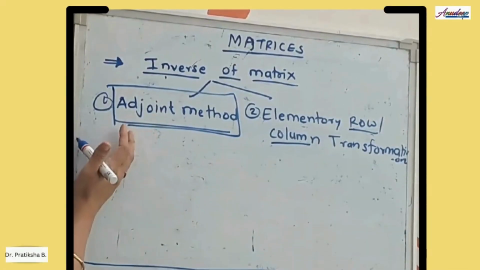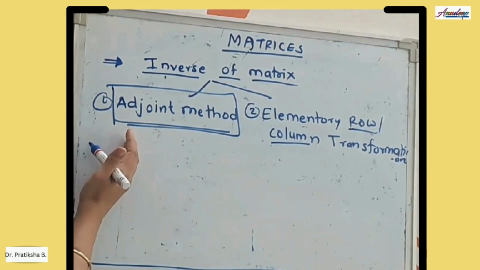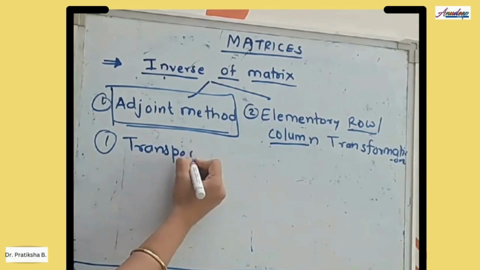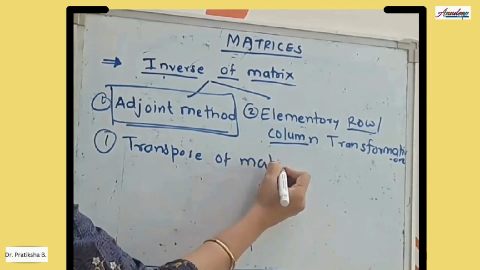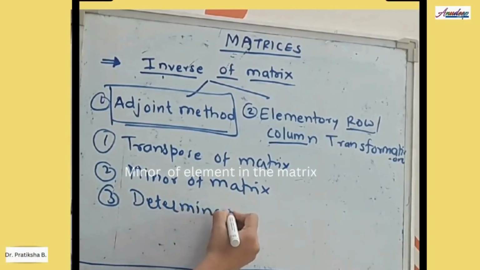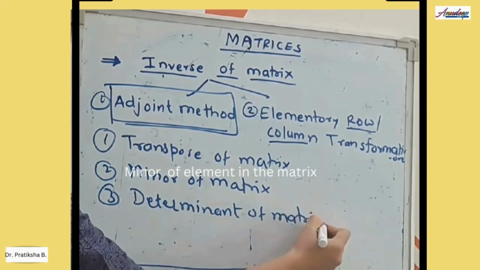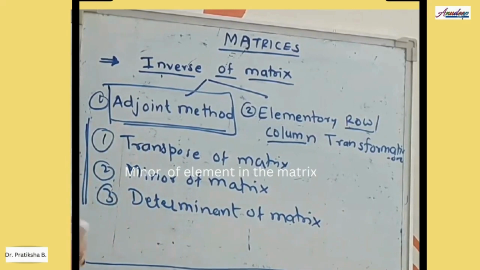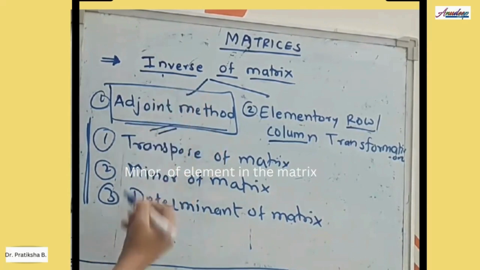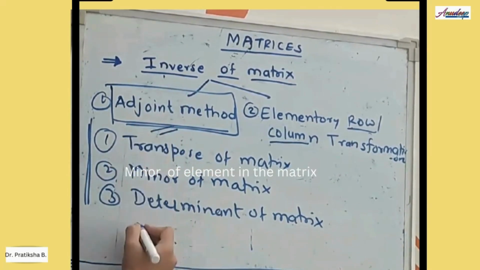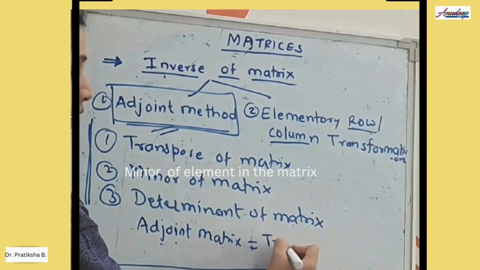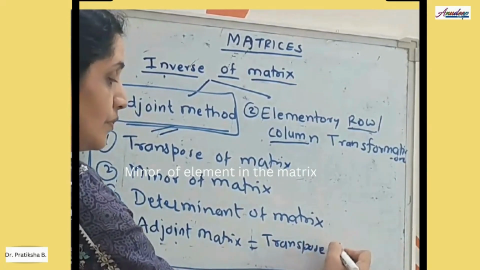When we are talking about the adjoint method, a few things should be clear in your mind. First, we have to understand what the transpose of a matrix is. Second, you should also know how to calculate the determinant of a matrix. If you know these basic steps, then it is easy to start with the step-by-step calculation for the adjoint of a matrix. There is a definition of the adjoint matrix: it is equal to the transpose of the cofactor matrix.